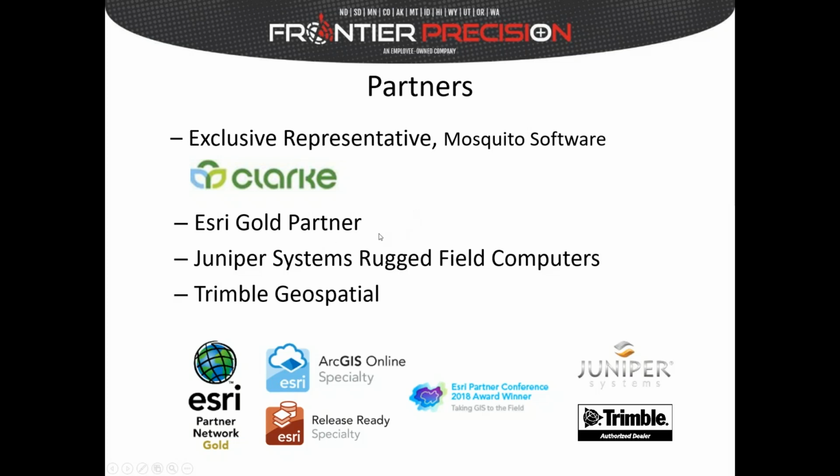We have been a long-term Esri Gold partner, and we do have Gold status, which means that we're privy to what their roadmap is for the next year to 18 months. And so that helps keep our product technically aligned so that we can take advantage of all the new things that they release within our products. We do also have a long-term relationship with the Juniper Systems company out of Logan, Utah that manufactures the rugged field computers. And we've been a long-term Trimble GPS or geospatial dealer, both of those companies, since the 80s.